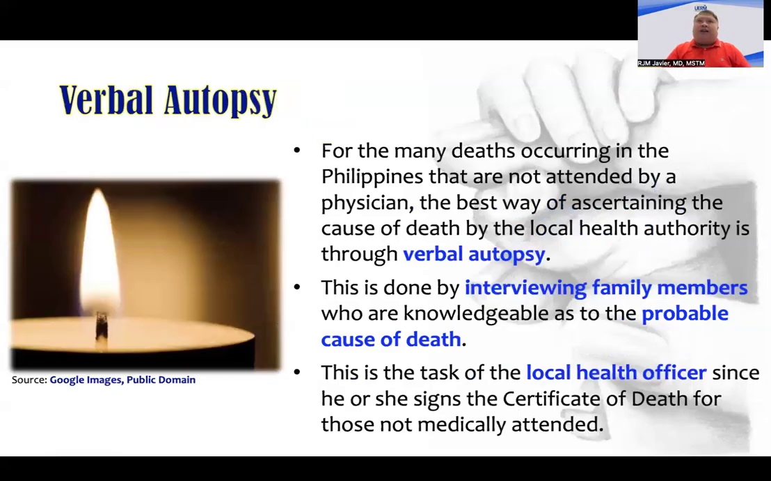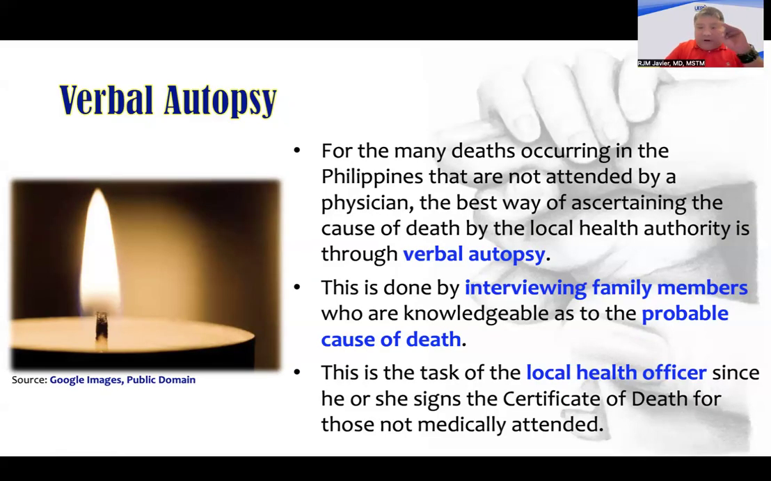I mentioned to you earlier on that there are times wherein a patient dies, let's say at home, and the death was not attended by a doctor. This is where your verbal autopsy comes in. For deaths that occurred within the Philippines but are not attended by a doctor, the best way of ascertaining the cause of death is via verbal autopsy. And usually, if the death was not witnessed by a doctor, this is the responsibility of the city health officer or the municipal health officer.